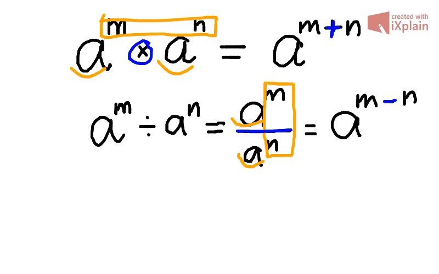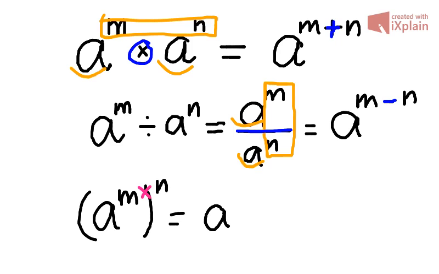Now if we have what we call a power of a power, what we'll do here is we'll simply multiply the exponents, m times n, keeping the base. So let's see some examples.